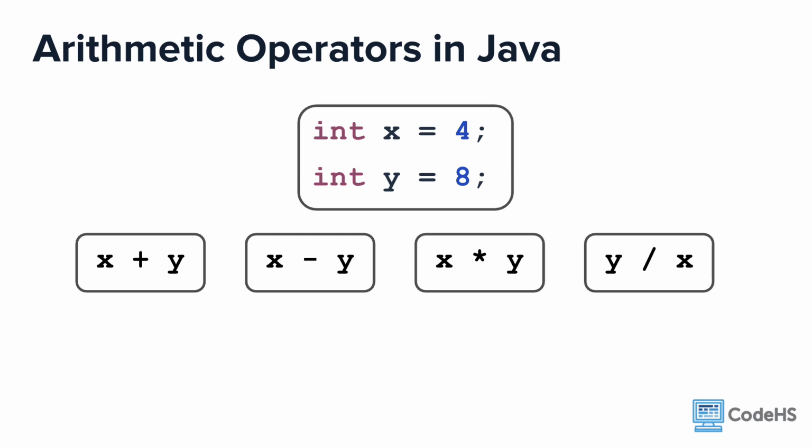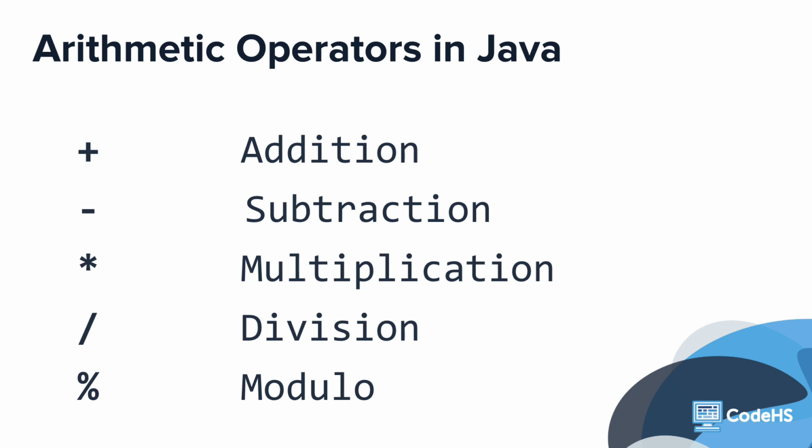Let's look at some examples of the common mathematical operators with the integer variables x and y, where x is 4 and y is 8. X plus y, or 4 plus 8, is 12. X minus y, or 4 minus 8, is negative 4. X times y, or 4 times 8, is 32. And y divided by x, or 8 divided by 4, is 2.